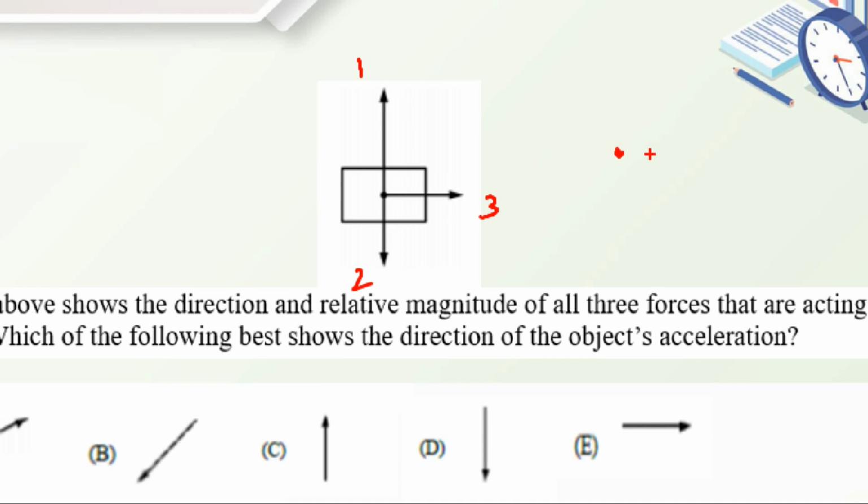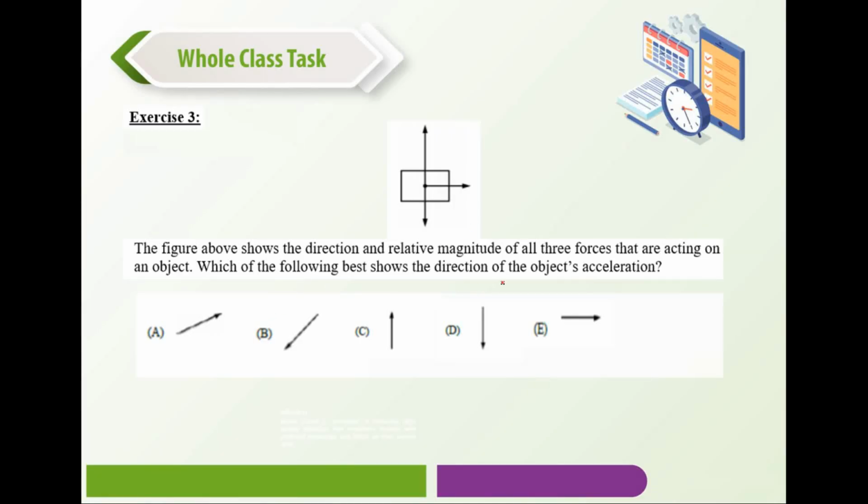So first of all, let me say that we have a force acting to the right. This cannot be cancelled because there is no other force acting to the left. 1 and 2 combined can be replaced by a single force acting up because 1 is greater than 2. And in this case, we know that these 2 will be added up and will give us a net force in the following direction, up and to the right. And because 1 in magnitude is greater than 2, you can compare them using a ruler. And in this case, the acceleration would be given by A.